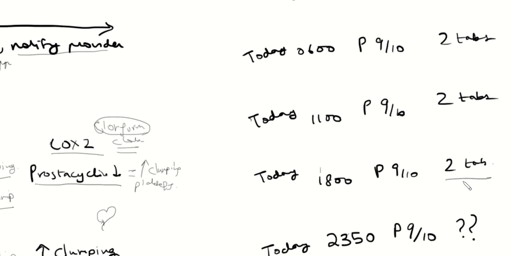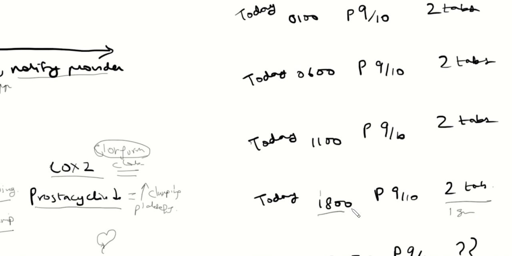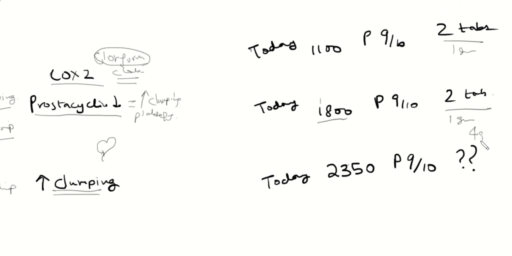So they've received 1 gram of Tylenol at 6 p.m., 1 gram at 11 a.m., 1 gram at 6 a.m., and 1 gram at 1 a.m. So 1, 2, 3, 4. They've already received their 4 grams of Tylenol. They have received the maximum allowed dose. We do not give another Tylenol dose. We've got to call the provider.